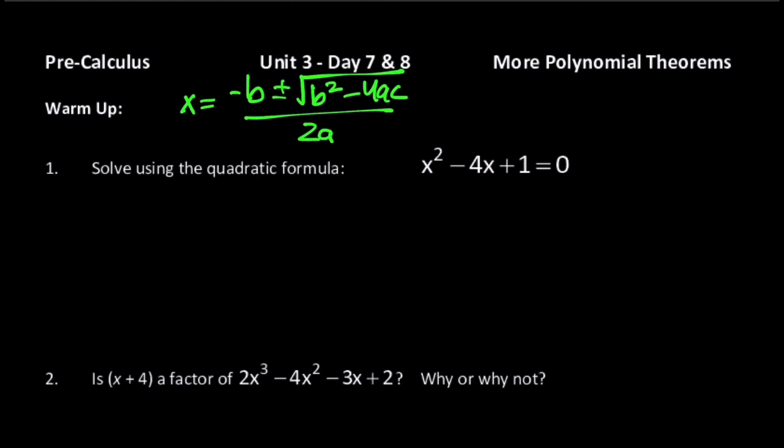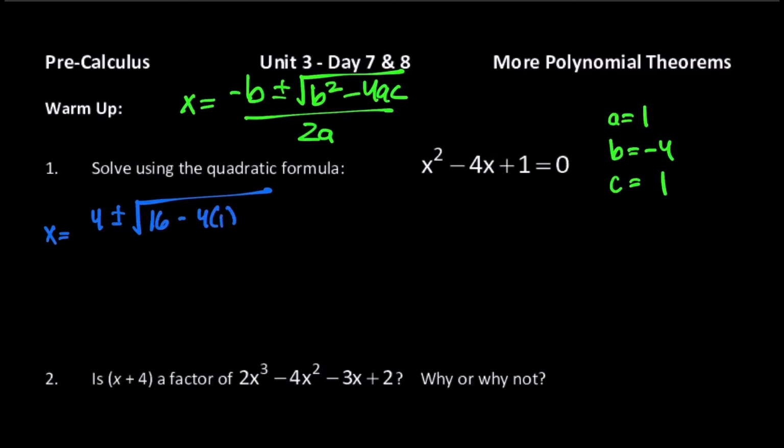It's not necessary that you write this out, but I'm just going to remind you guys where a, b, and c come from. A is the coefficient of the squared term, so that's 1. B is the coefficient of the x term, negative 4. And c is the constant at the end, 1. So plugging into this formula, I get x equals the opposite of b, so 4 plus or minus square root b squared, do that in your head, it's going to be 16 minus 4 times a, which is 1, times c, which is 1, all over 2 times a.